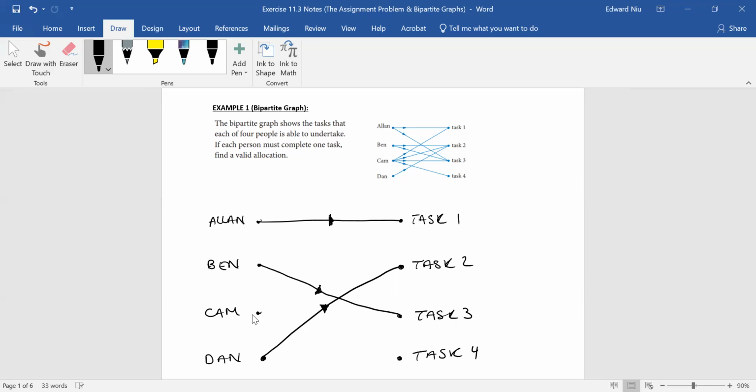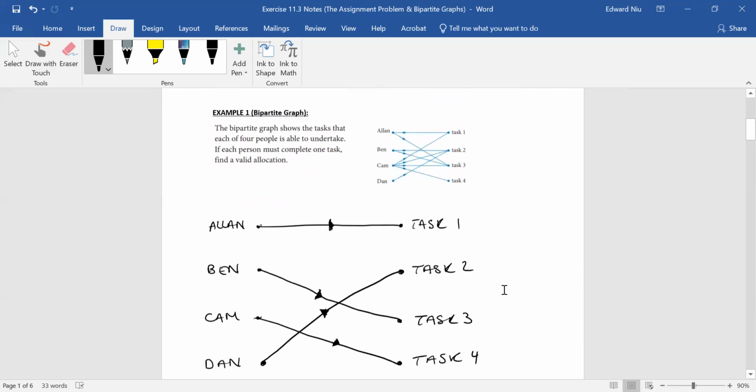So Cam here is jack of all trades. Alan's been allocated task 1. Ben's been allocated task 3. Cam here will be just filling in the gaps because he's got the most capabilities. He'll go off and do task number 4 for us. And then that's it.